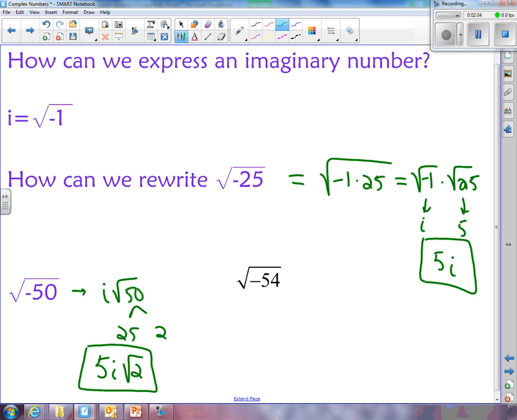Let's do that same process with -54. Once again, the first thing that you do is take out the negative and make it an i. So this becomes i root 54. That splits up into two numbers, one a perfect square. Let's try 9 and 6. So that 9 can come out and become a 3 on the outside, next to the i. Then you're left with root 6. So that's our simplified version of that.